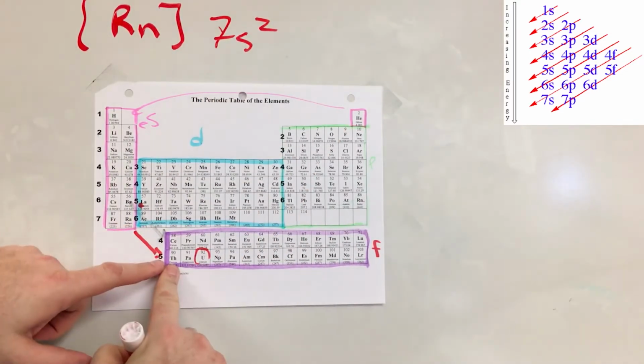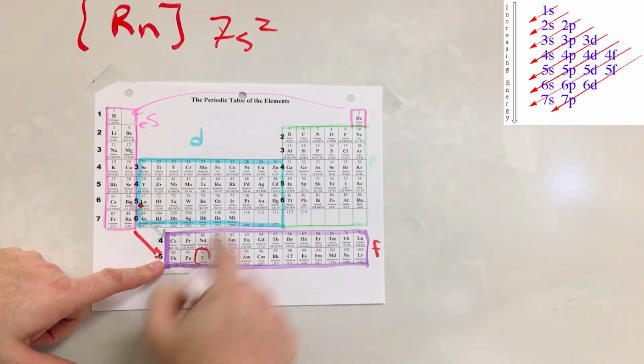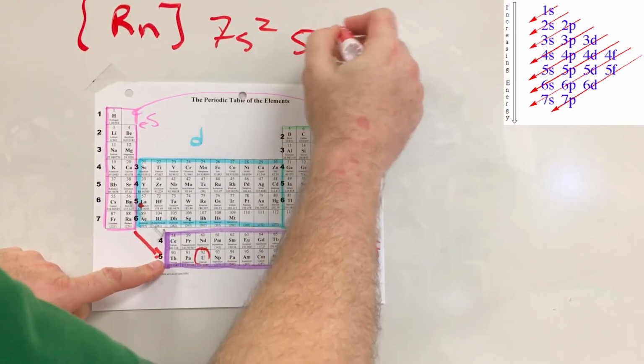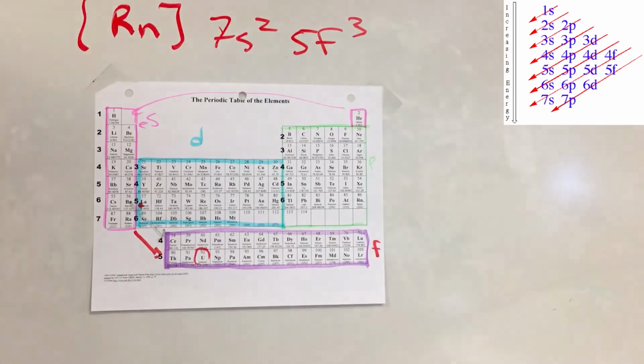And then I'm going to drop down here, and it's going to be 5f, 1, 2, 3, 5f3. So hopefully this has helped you to figure out a short way to do all of these notations. Thanks.